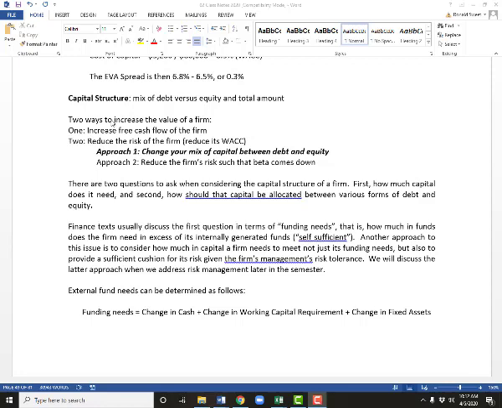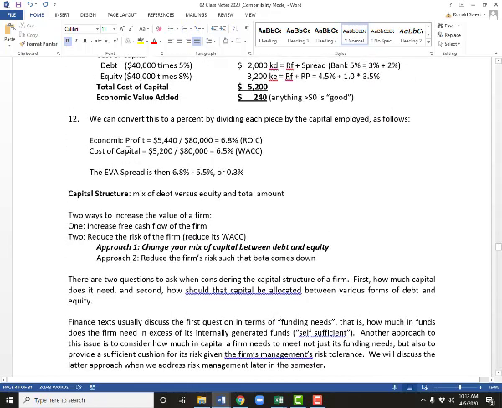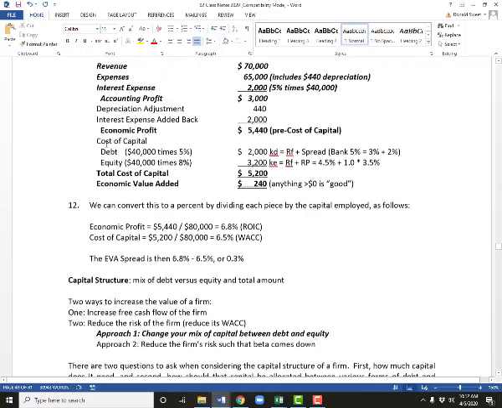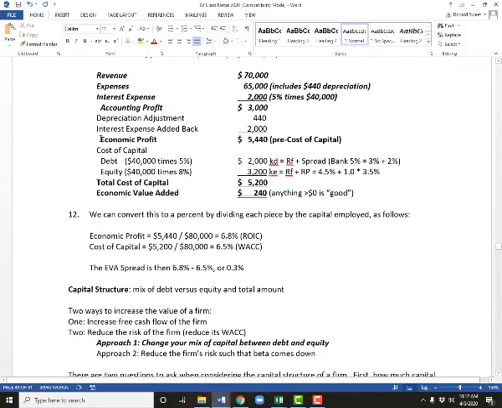All right, so we have a new topic here, capital structure. Though we hinted at it before, we looked at EVA, and there's two parts to economic value added. There was the return on capital, what we made in economic profit, and there was the cost of capital. So what we want to focus on now is the cost of capital.